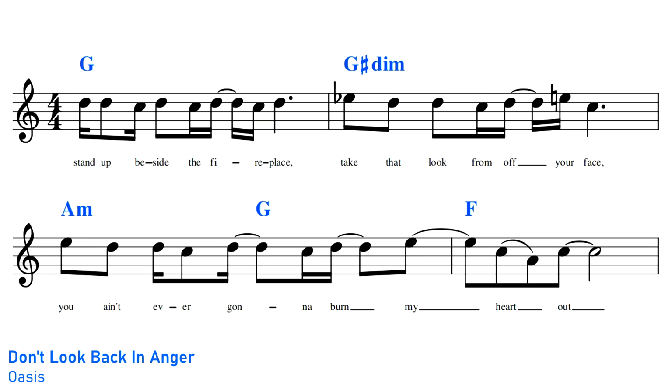In Don't Look Back in Anger by Oasis, a diminished chord is used to travel from the 5 chord, G, to the 6th chord of the key, A minor, simultaneously building some tension and also lending a super smooth way to travel between these 2 chords.